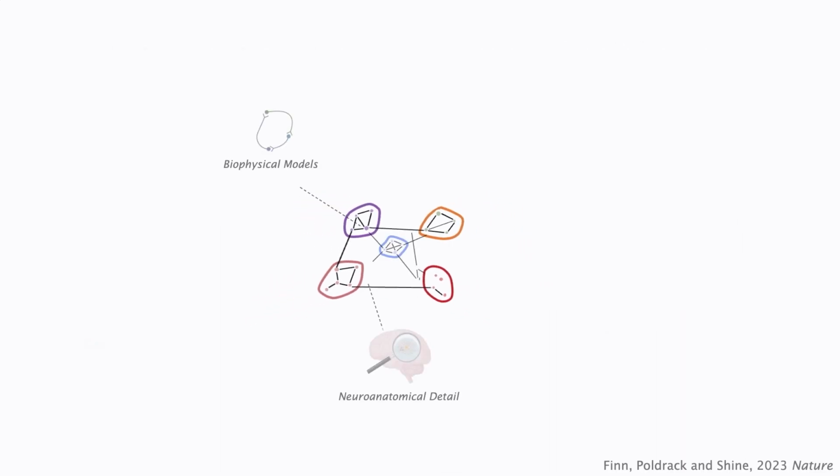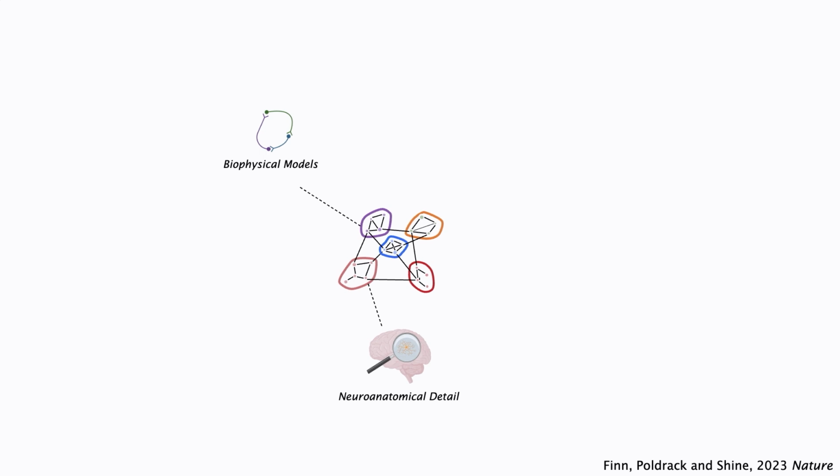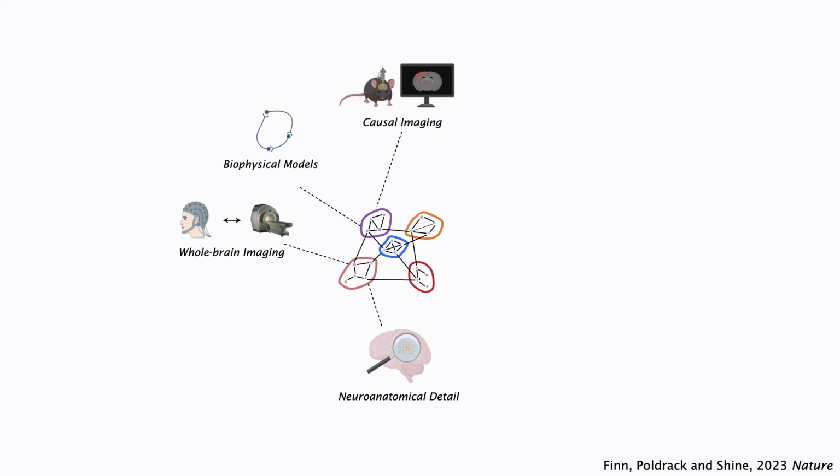But what I think is really exciting about coming to meetings like this is that there are people around that are doing all these kinds of techniques so we can work on them together. So I've tried to talk to you today about some of the biophysical models that we've used that have been inspired by neuroanatomical detail, combining them with whole brain imaging, giving us insights into actually testing some of these hypotheses. Using causal imaging is a really crucial way to causally test the hypotheses we have rather than just describing the data that we see in front of us.